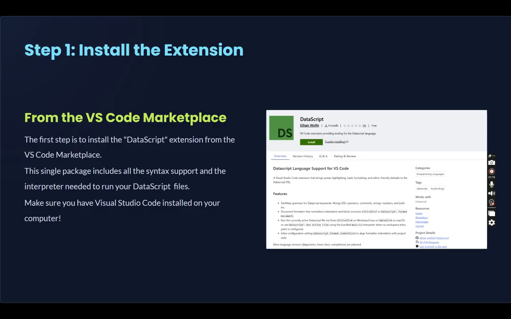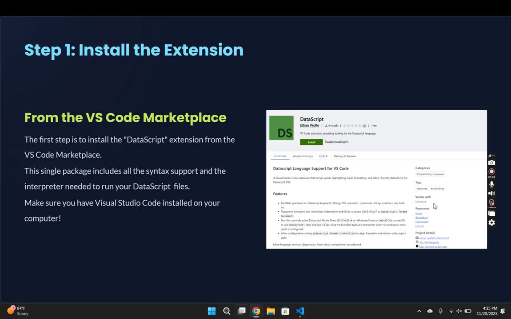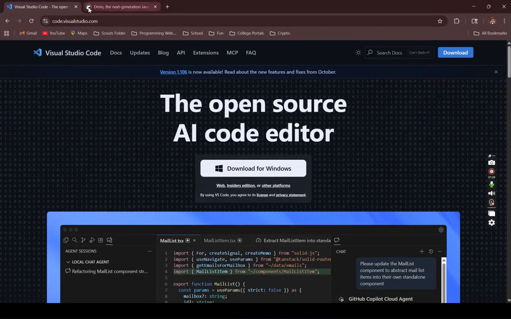First we need to install the extension from the VS Code Marketplace. This is on the presumption that you have Visual Studio Code installed. If you don't, you can go to code.visualstudio.com and it'll automatically detect your operating system, and you'll just click download for whichever one you have and install it.